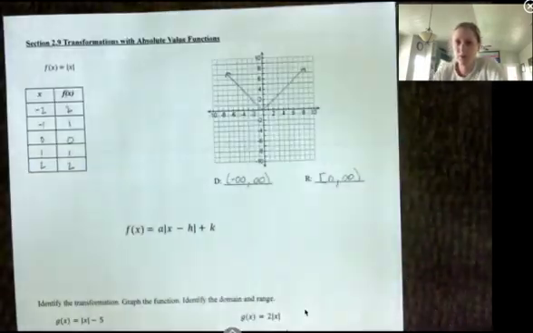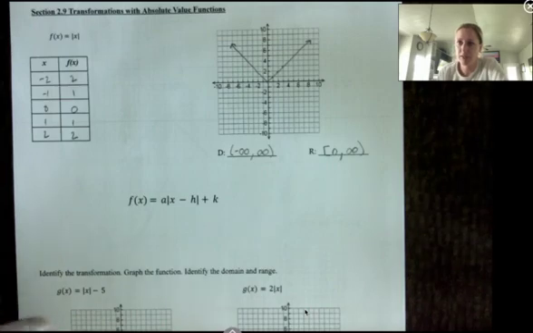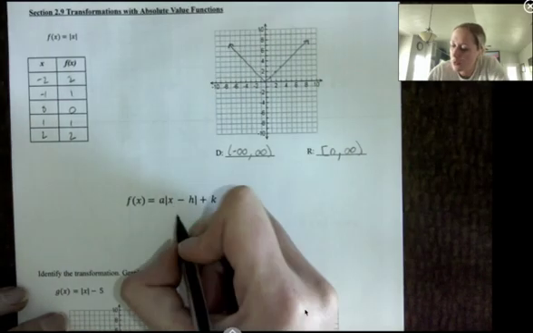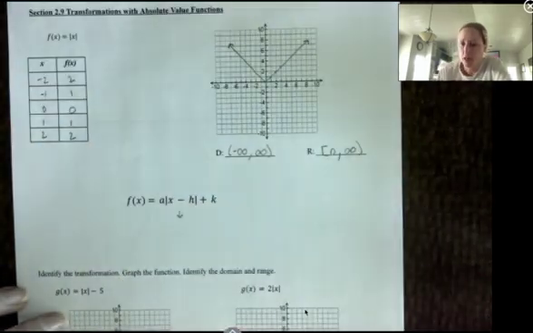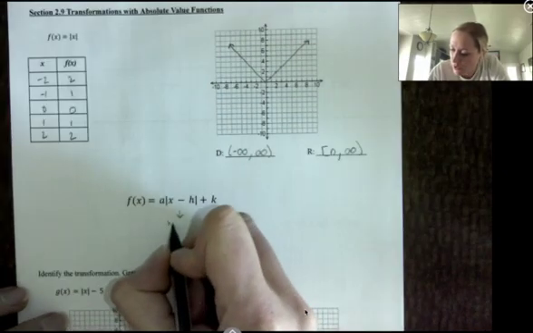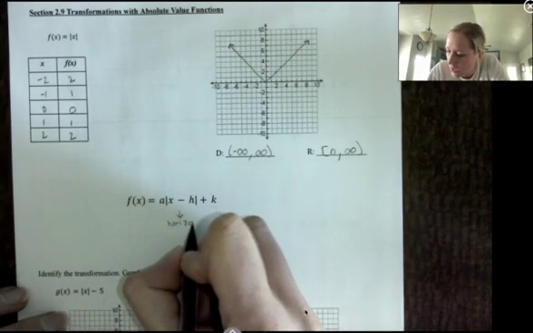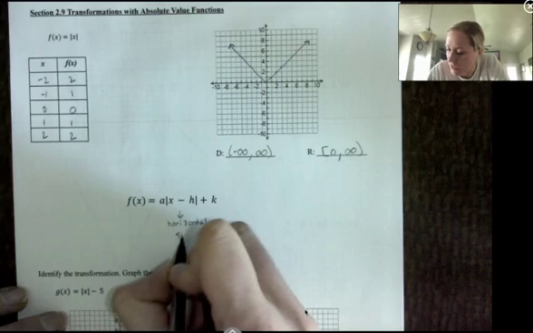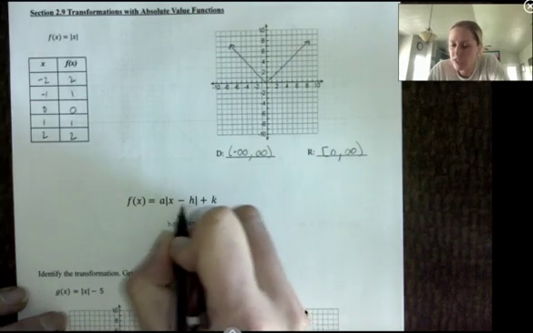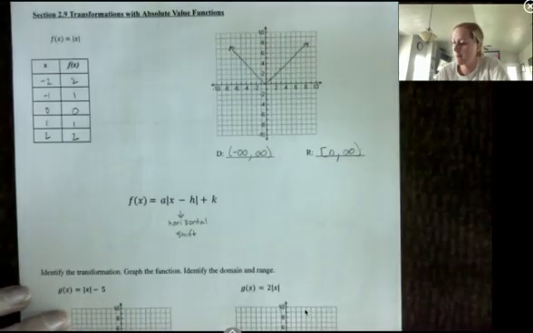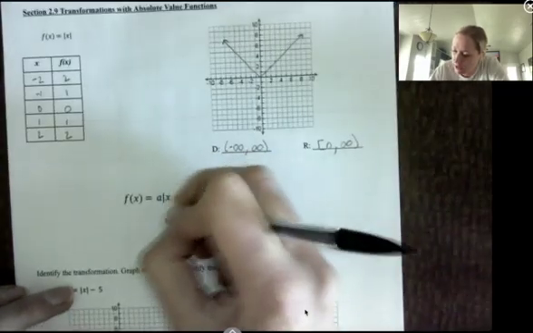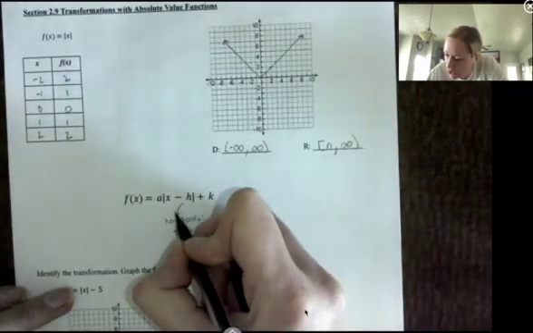Okay, so remember, we kind of have 3 different possible transformations that can happen. We always start with the grouping symbol, which is going to be a horizontal shift. And remember, that's always kind of opposite of what we think. So if this is -2, it's going to move right 2, okay? And I'm actually going to point that more towards the h.